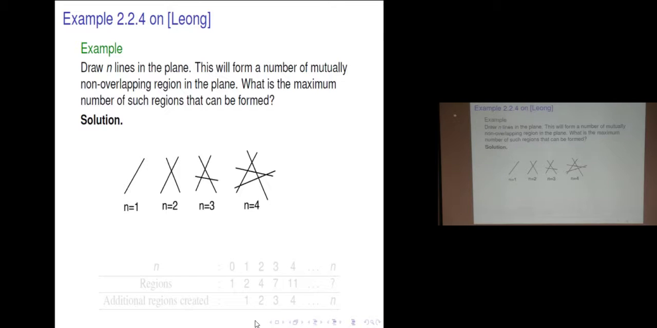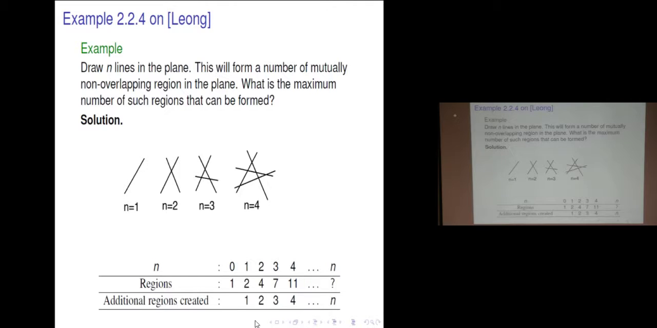Okay? So the solution is by looking at this table. The first row is the number of lines. The second row is the number of regions. But it's probably not so obvious to find the pattern. However, if you look at the additional regions created, this is easy to follow. This is just 1, 2, 3, 4, all the way to n. So let me explain this. The next slide is the explanation in words, but let's use this picture.